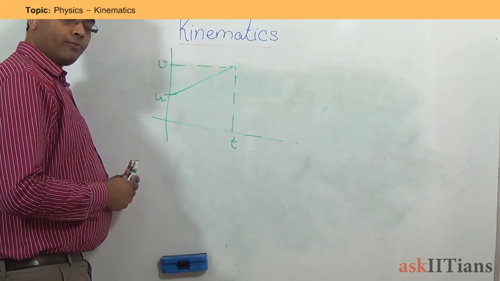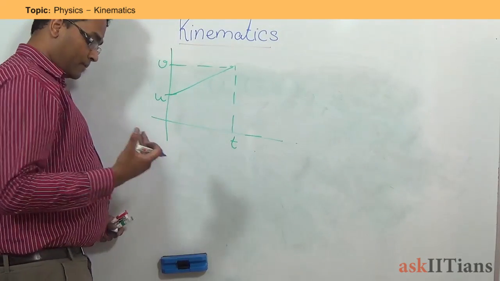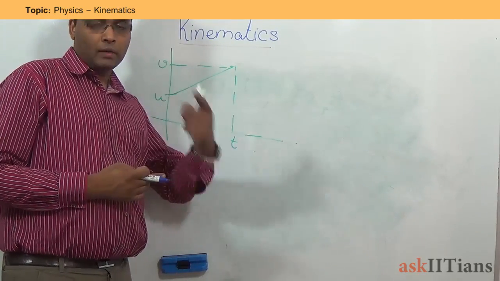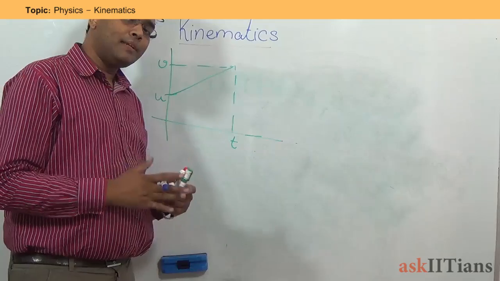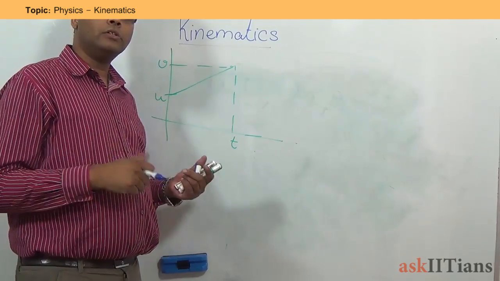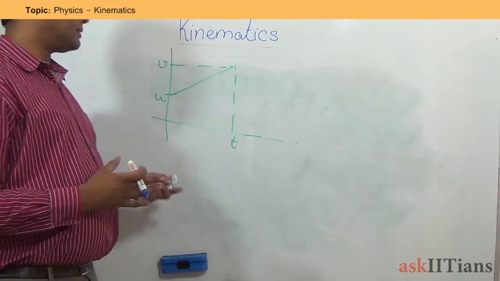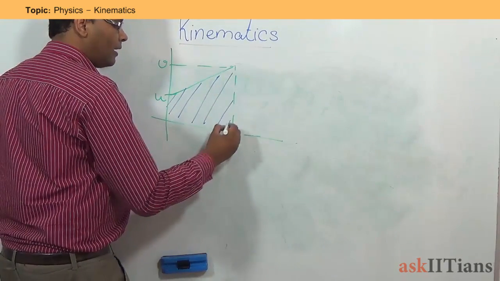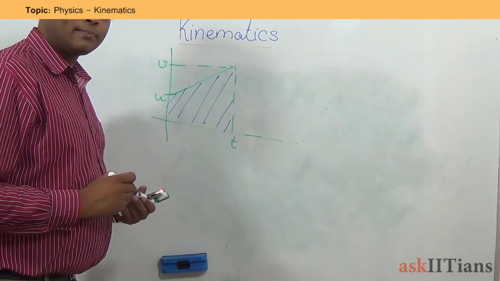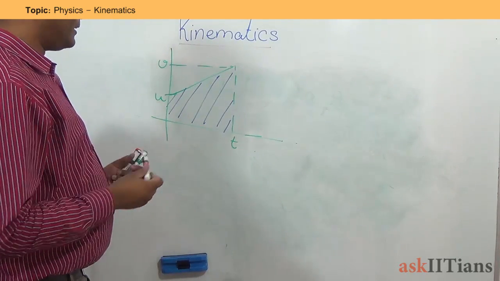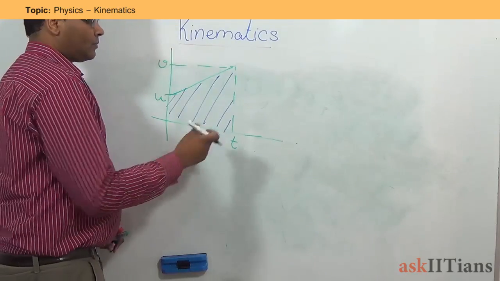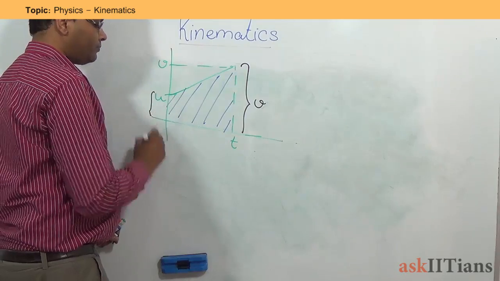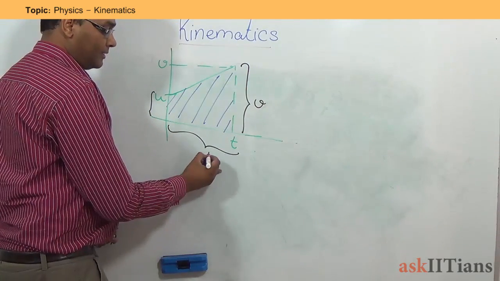Now from this graph, I want to find out the displacement that is produced. If you look at the dimensions, velocity is length per unit time. If you multiply length per unit time with time, that should give you length, which is displacement. Hence, from this figure, if I find the area under this graph, I should be through with finding how much the displacement is, right? So how do I find it? As you can see, this is a trapezium, with one side v, another side u, and the distance between the two sides, that is t.